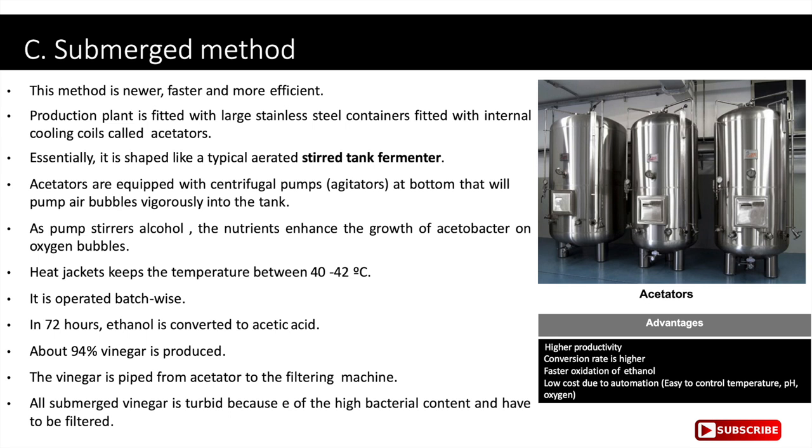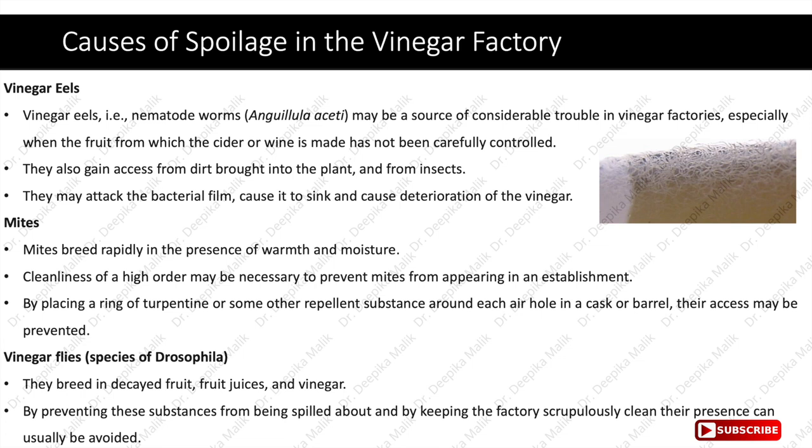This method mainly includes advantages. These are high productivity, higher conversion rate, faster oxidation of ethanol, and low cost due to automation, that is, easy control of temperature, pH, and oxygen is possible using this method. Now let us have a look at the possible causes of spoilage in the vinegar factory.